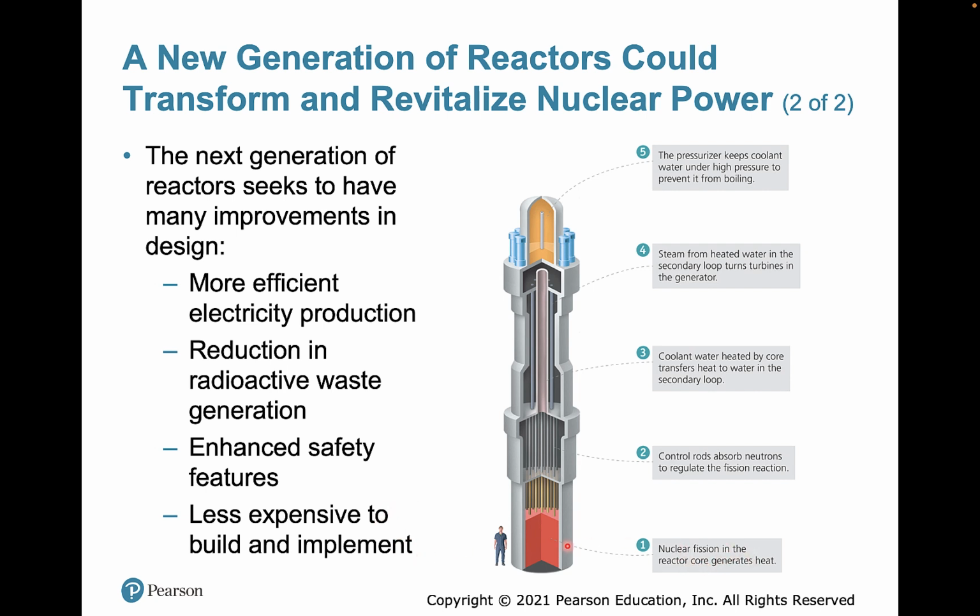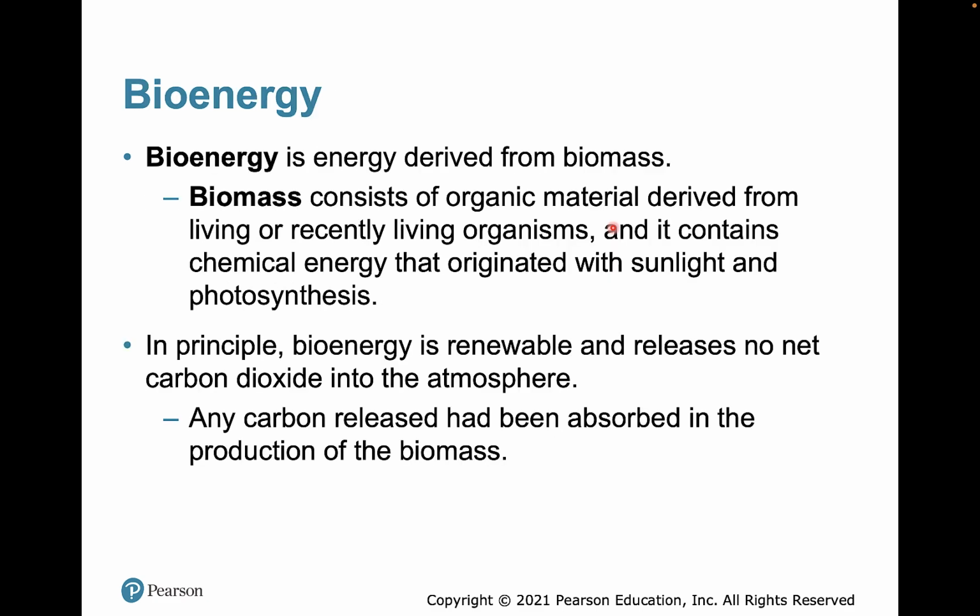So if you take a look, here's your fission, right? Fission at the reactor core. Your control rods move up and down. The coolant, water heated by the core, will then transfer to your secondary loop, and then you will generate steam to turn the turbine to generate electricity. So there's a cap on it all, the pressurizer, that keeps that water from boiling. So it keeps everything under control. So there is new technology for the nuclear reactors. It's interesting.